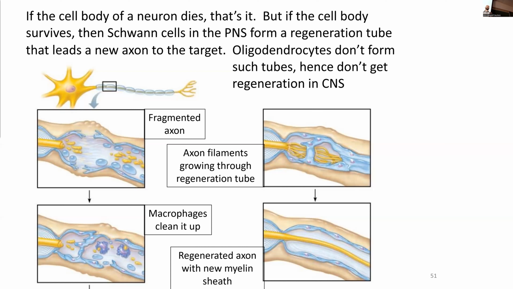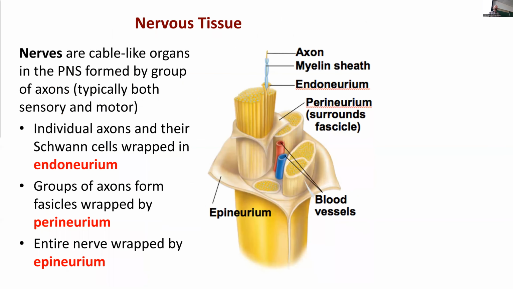So that is the general structure of your nervous tissue. I want to break this down a little more and talk about, when we talk about nerves, what they look like. So nerves are these cable-like organs in the peripheral nervous system. They are bundles of axons. They can include both sensory and motor axons, or axons of both sensory and motor neurons, to say that more clearly. And here's a diagram, again, from the book to look at this structure.